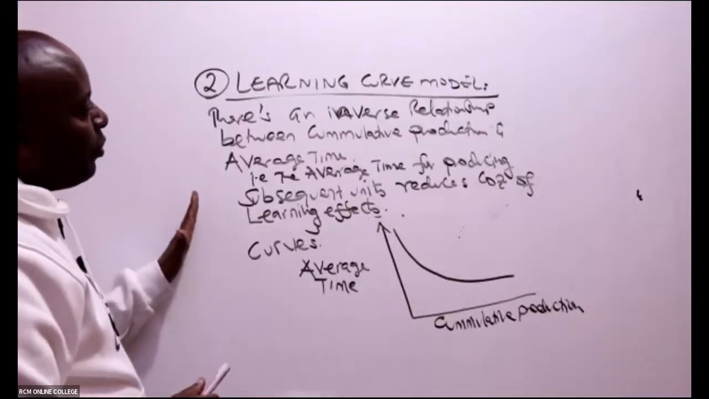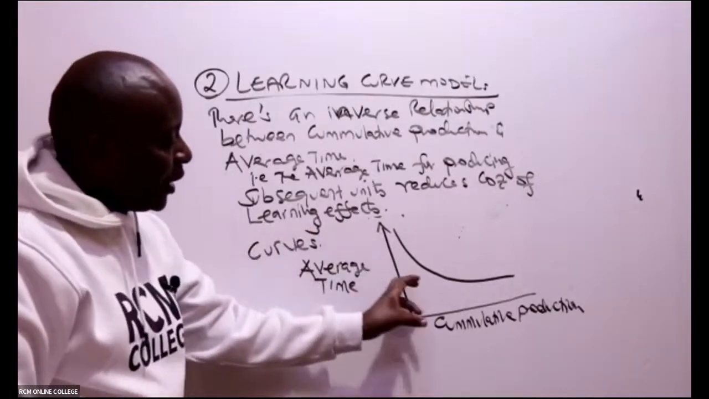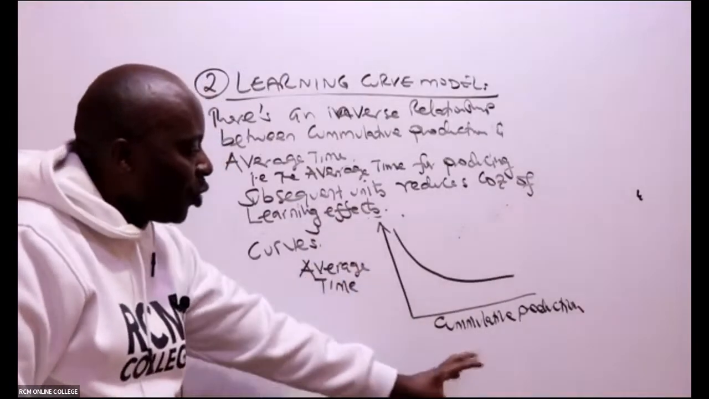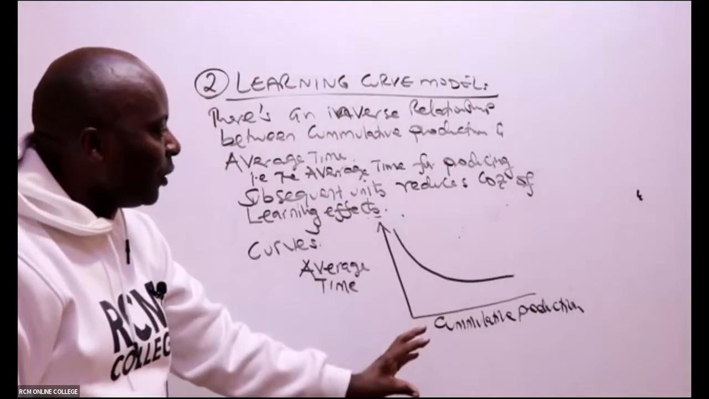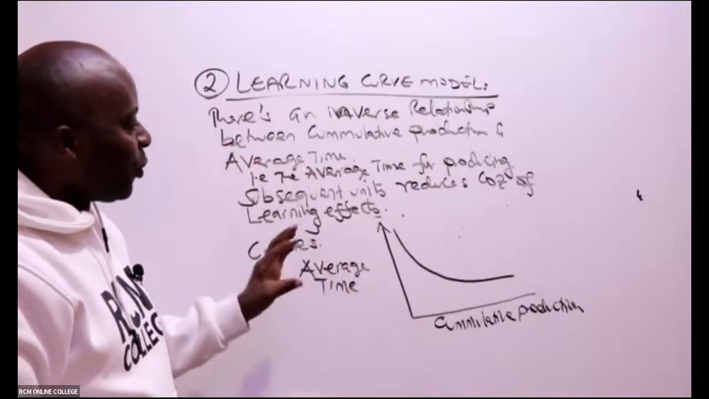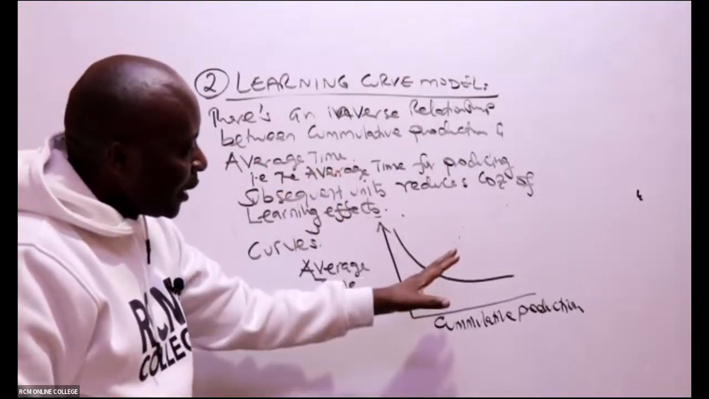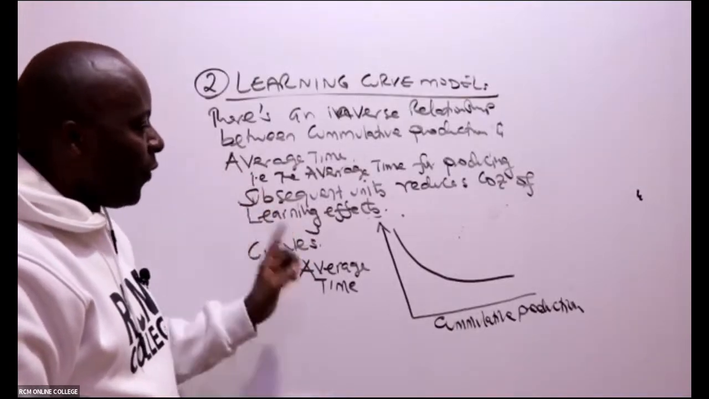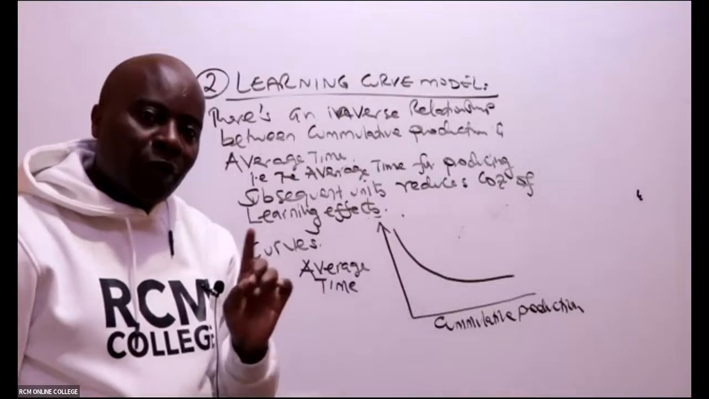So in the learning curve model, you can see the inverse relationship: as the cumulative production is increasing, the average time is going down. The average time for producing subsequent units reduces because of what we call the learning effects.